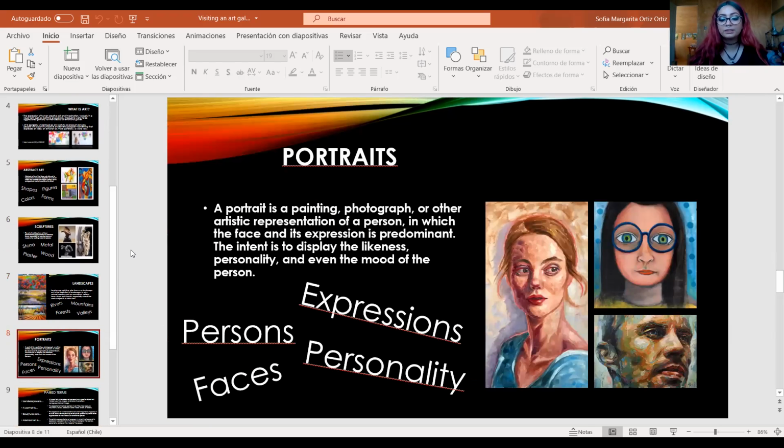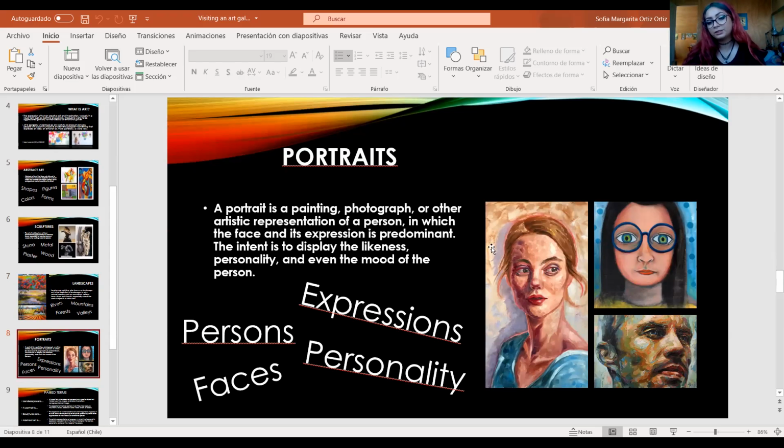Then we have portraits. A portrait is a painting, photograph, or other artistic representation of a person in which the face and its expression is predominant. The intent is to display the likeness, personality, and even the mood of the person. So portraits focus on faces and persons, right? Their expressions, their personality, their mood.